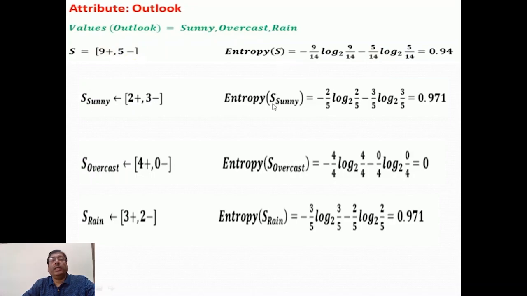Like so, you again replace the formula over here. Entropy for sunny equals minus 2 by 5 log 2 of 2 by 5 minus 3 by 5 log 2 of 3 by 5, and so on. 2 by 5 we are taking because sunny appears 5 times. Out of that, 2 are positive and 3 are negative. So when you calculate this, you will get 0.971, and so on.